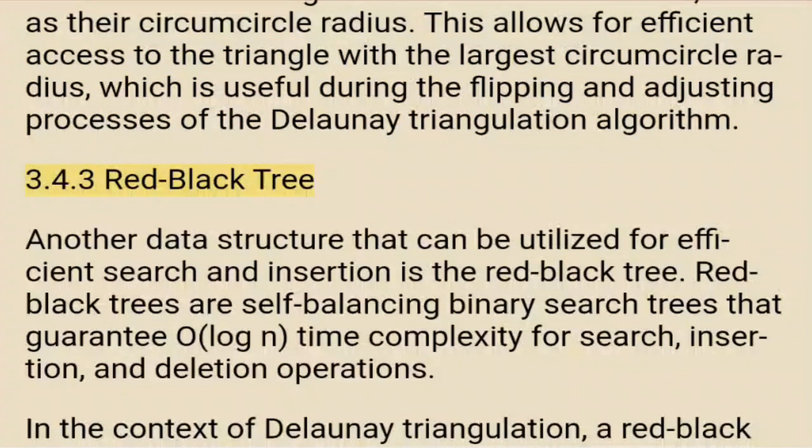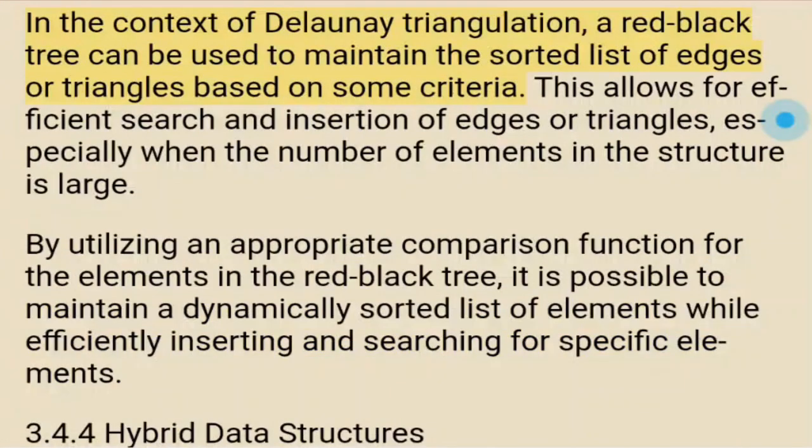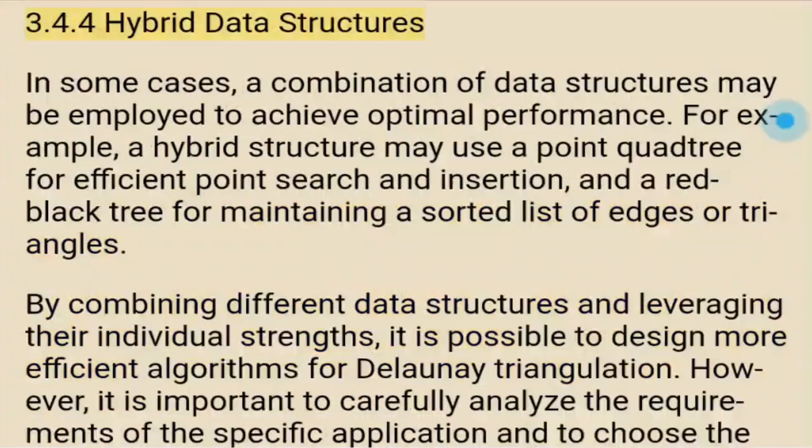3.4.3 Red-black tree. Another data structure that can be utilized for efficient search and insertion is the red-black tree. Red-black trees are self-balancing binary search trees that guarantee O(log n) time complexity for search, insertion, and deletion operations. In the context of Delaunay triangulation, a red-black tree can be used to maintain the sorted list of edges or triangles based on some criteria. This allows for efficient search and insertion of edges or triangles, especially when the number of elements in the structure is large. By utilizing an appropriate comparison function for the elements in the red-black tree, it is possible to maintain a dynamically sorted list of elements while efficiently inserting and searching for specific elements.